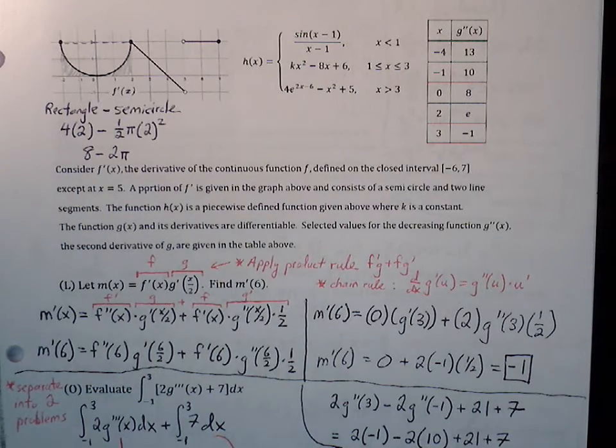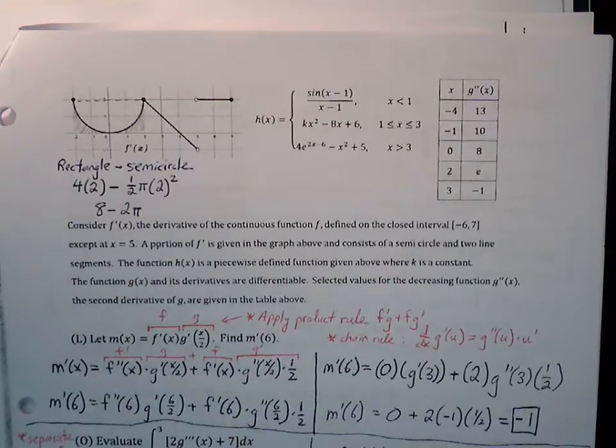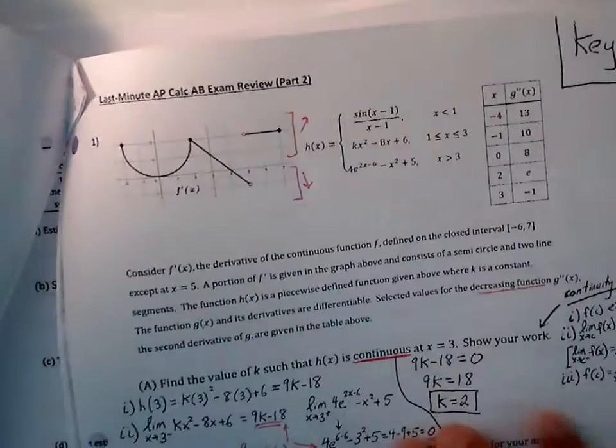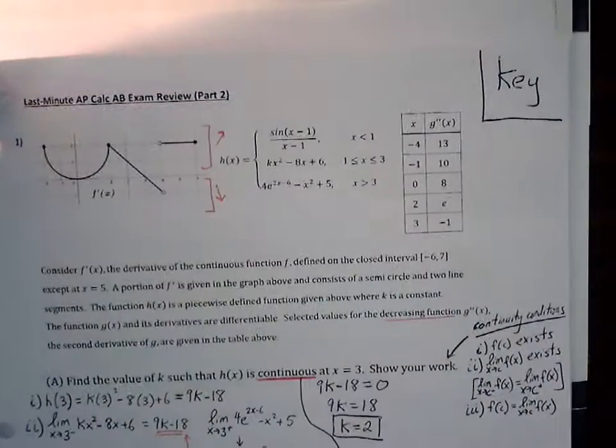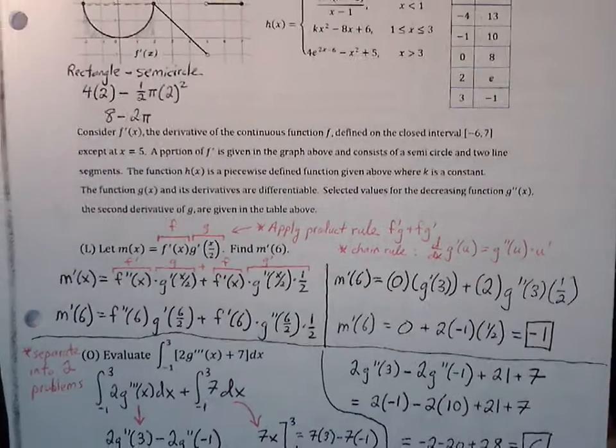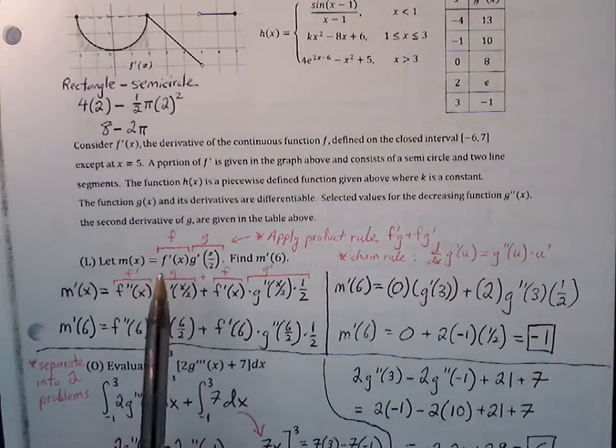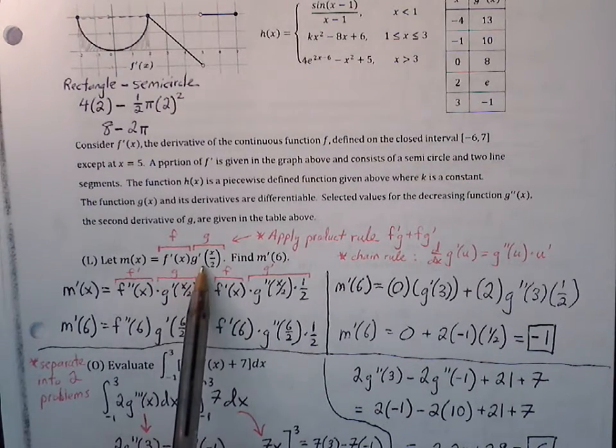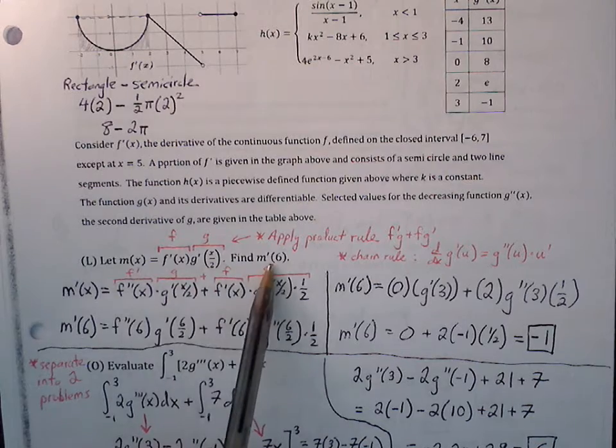All right, we're continuing with number one off of the last minute review, part two, and we're looking at part L. It says m of x is defined as f prime times g prime of x over 2. We want to find m prime of 6.